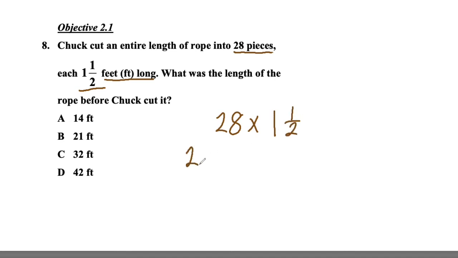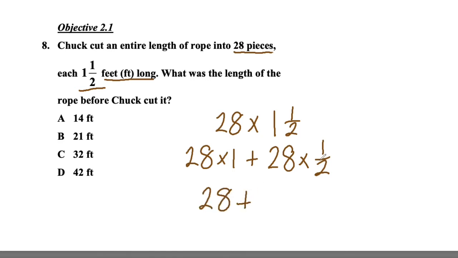So this is going to be 28 times 1 plus 28 times a half. 28 times 1 is 28. And then half of 28 is 14. So if we're adding 28 and 14, we're going to get 42, which is answer choice D.